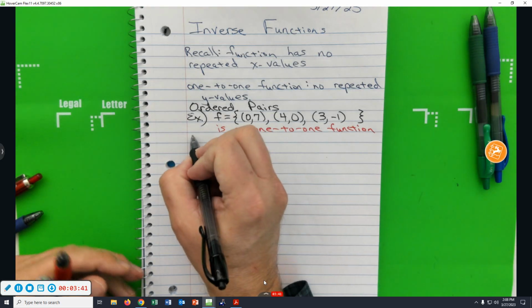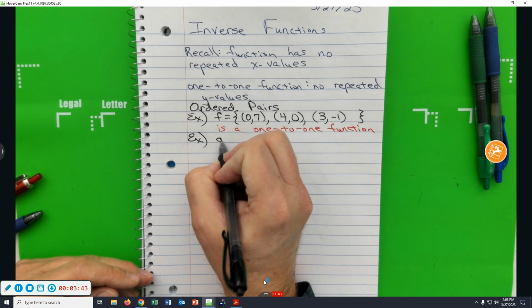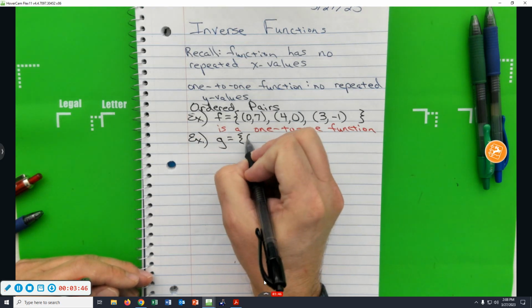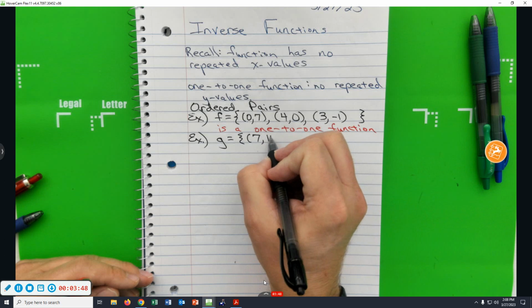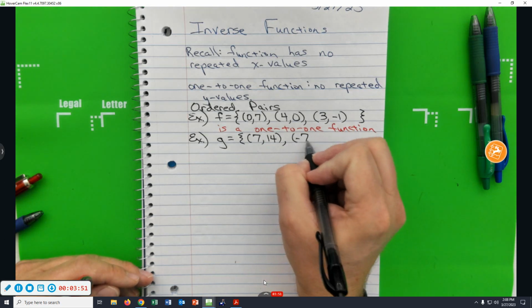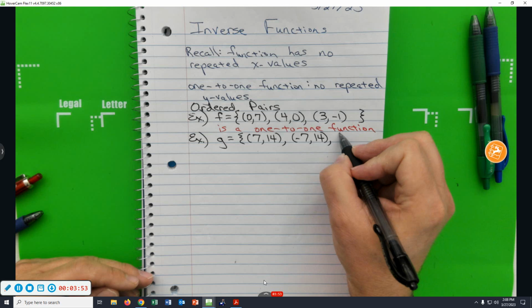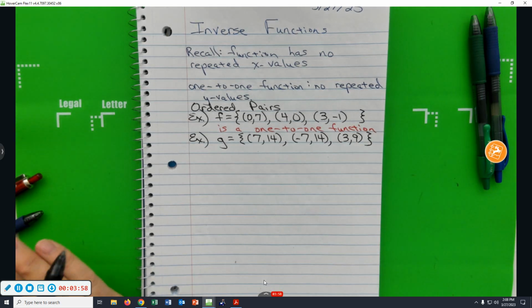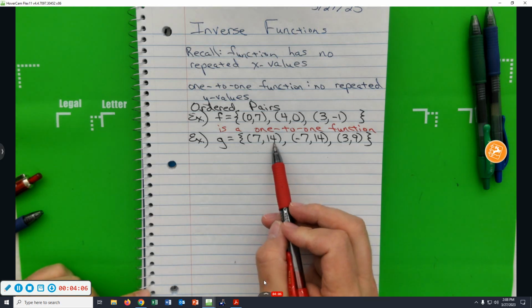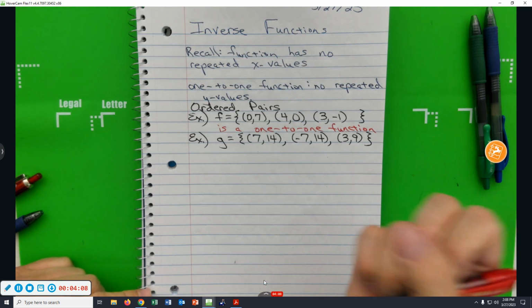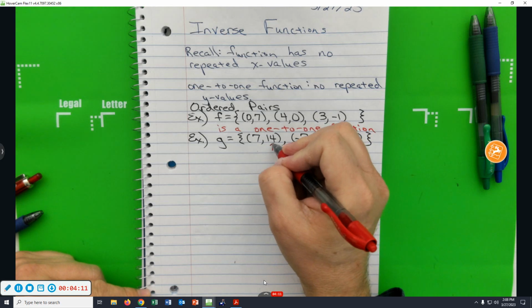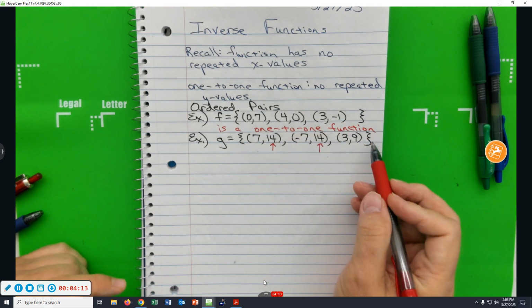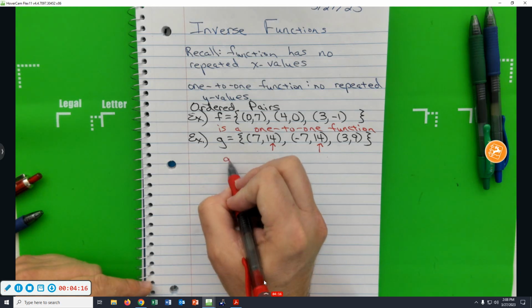What about this one? I'm going to make another one. I'm going to call it G. Is that one-to-one? No. The y values repeat: you have 14 here and 14 right there. So this G example is not one-to-one.